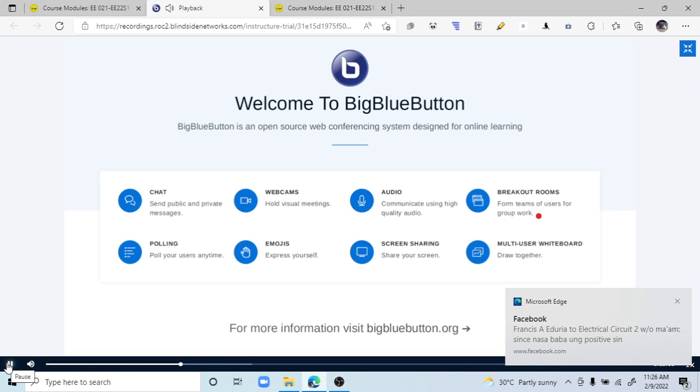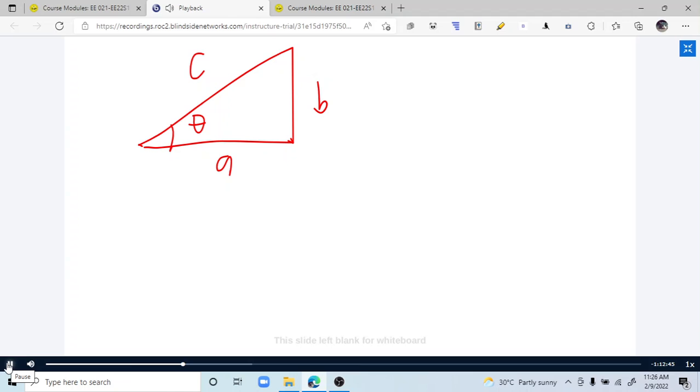Let me just use my pen so that you can follow. Okay, so we have the right triangle, right? We have the theta here, then we have your A here, we have your B, and you have your C. Now, what I was talking about a while ago is that our only given are C and theta. Then we are going to find A. A is the adjacent side, and C is the hypotenuse.